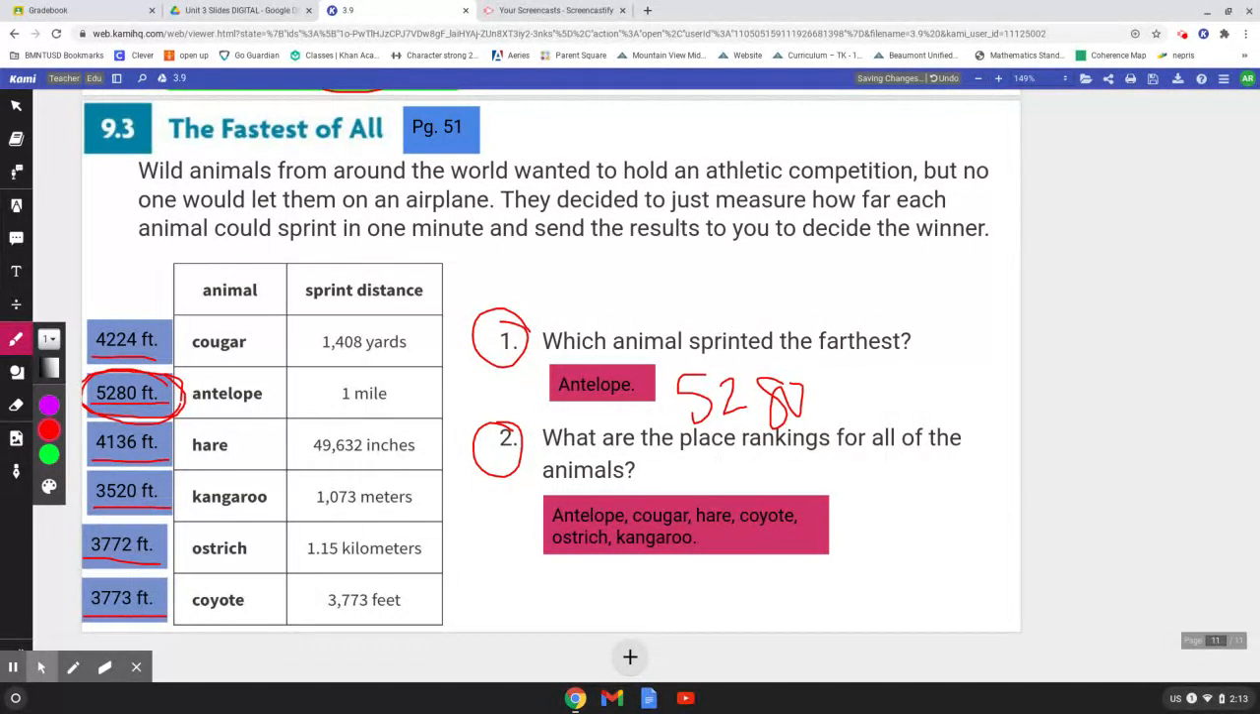Now they want you to rank them. So I just put them in order from the fastest to the slowest. Okay, so it goes antelope, cougar, hare, coyote, ostrich, kangaroo. That's what you're going to write for number 2. So you're going to join the meet and we're going to start our Desmos activity.